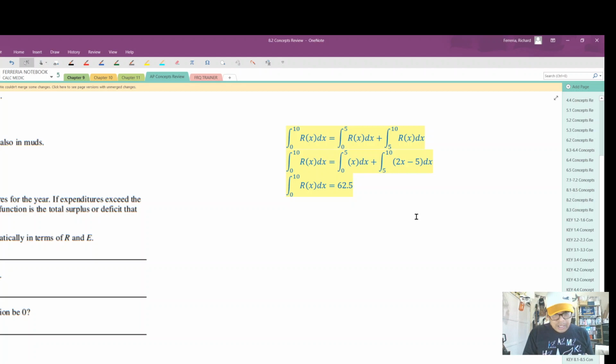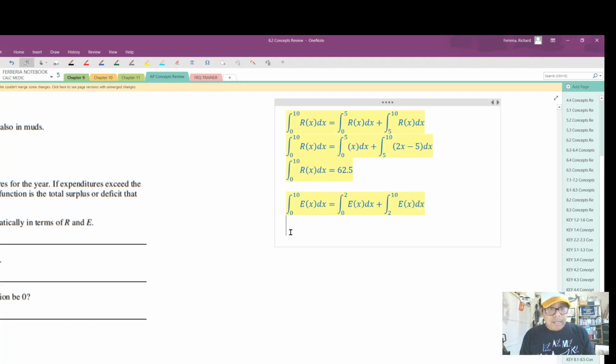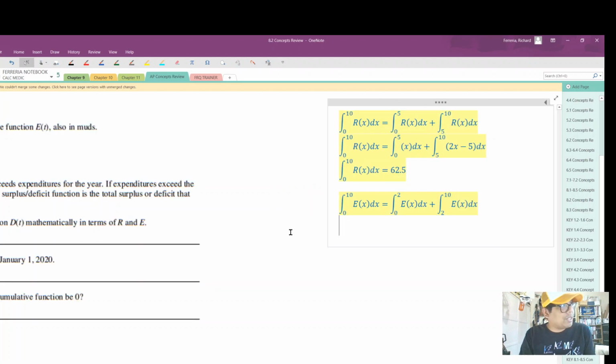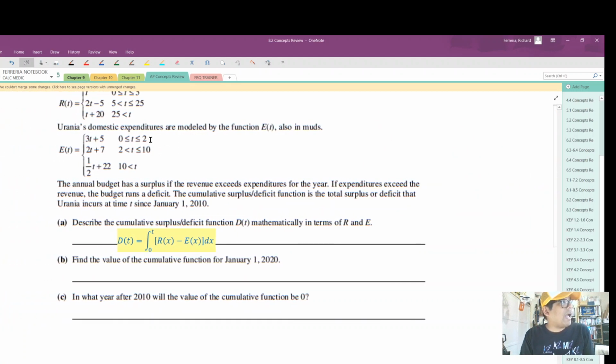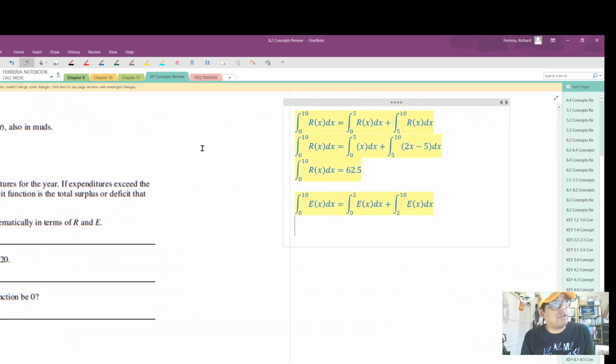So what about the E integral? Just like the R integral, we're going to have to add a couple of different ones together to get the integral from 0 to 10. Notice that E has a break at t equals 2, and then another break at t equals 10. Well, we don't have to worry about going past 10 because that's going to be our right limit of our integral. But we do have to split our integral at t equals 2, just like we did for R at t equals 5. So the integral of E from 0 to 10 is the integral of E from 0 to 2 plus the integral of E from 2 to 10.